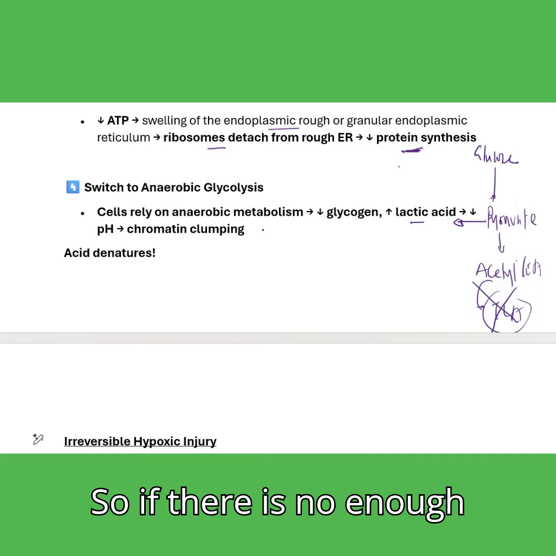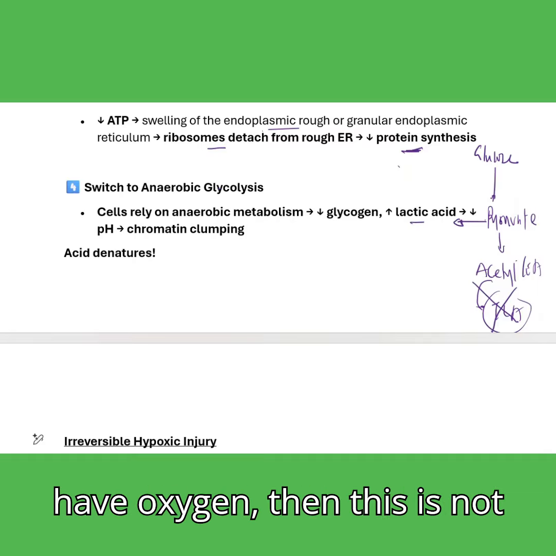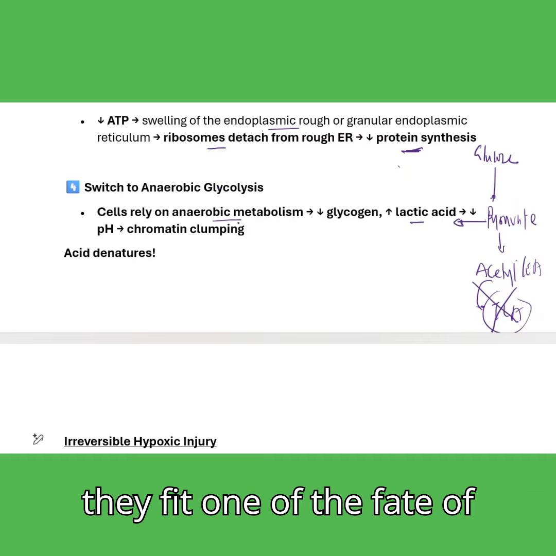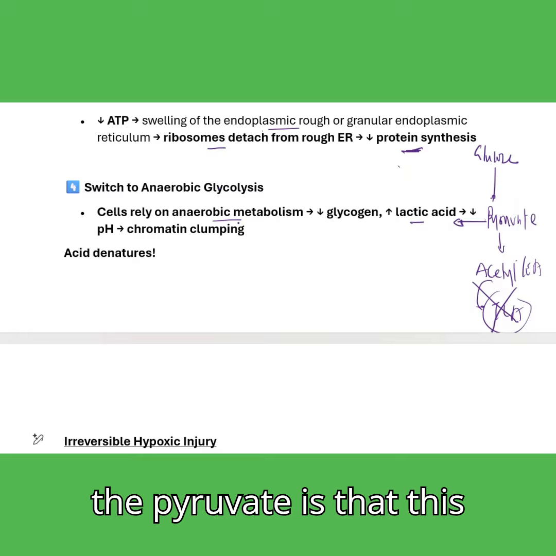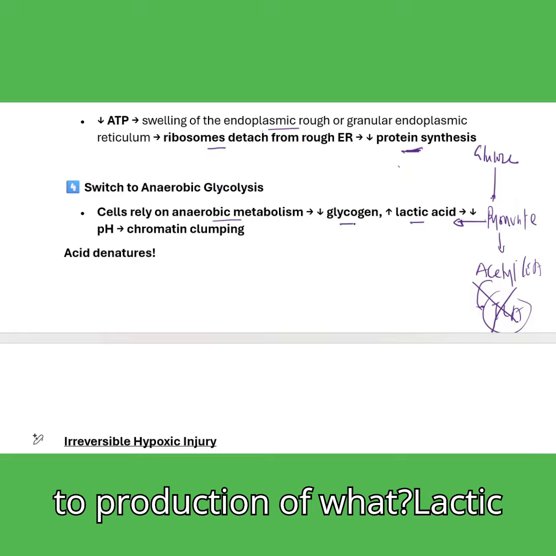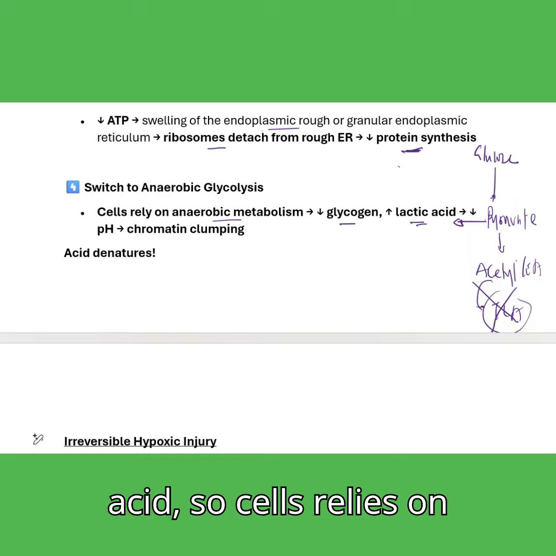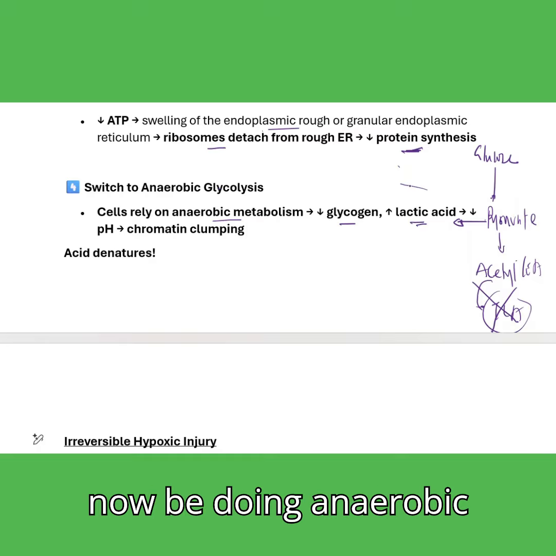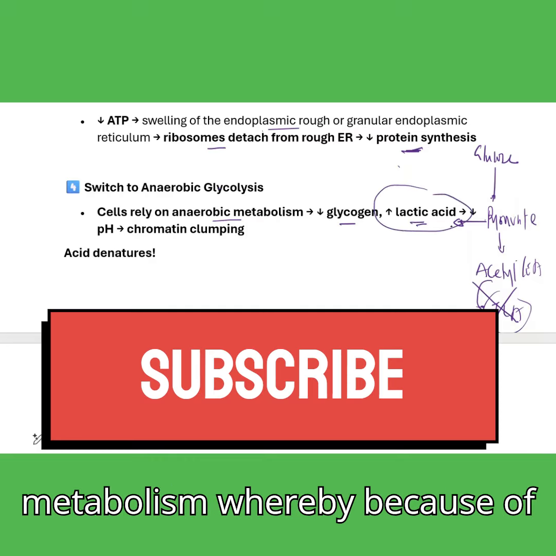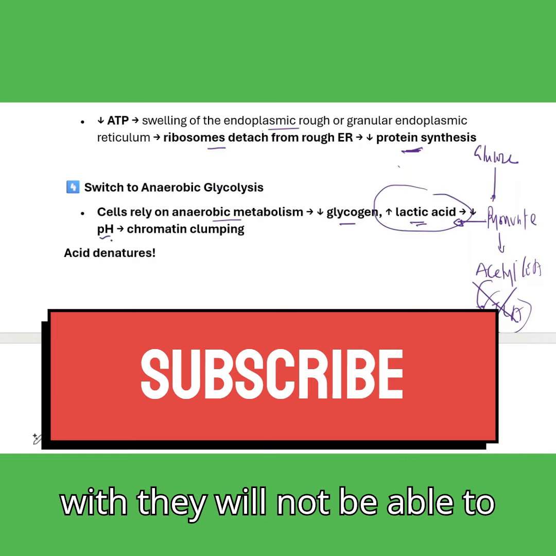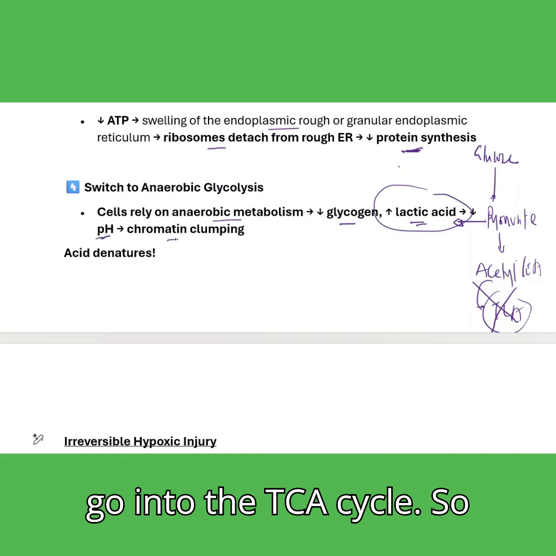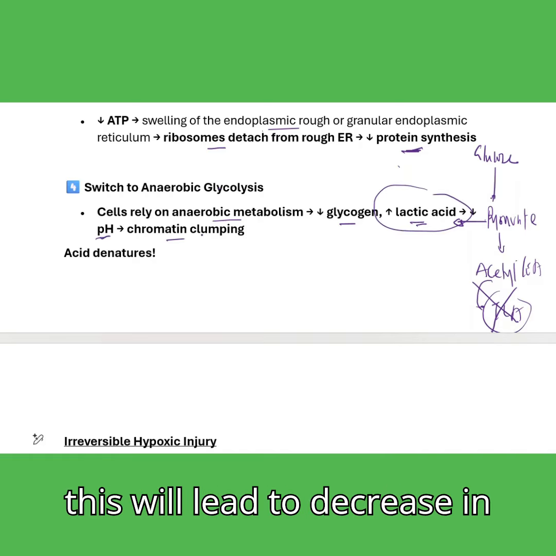So cells now rely on anaerobic metabolism, because of lack of oxygen, so they will not be able to go into the TCA cycle. This will lead to decreased glycogen production and an increase in lactic acid. And because of the increase in lactic acid, that will decrease the intracellular pH, right? Because of the acid. And because of the decrease in intracellular pH, that will cause the chromatin inside the nucleus to clump together.